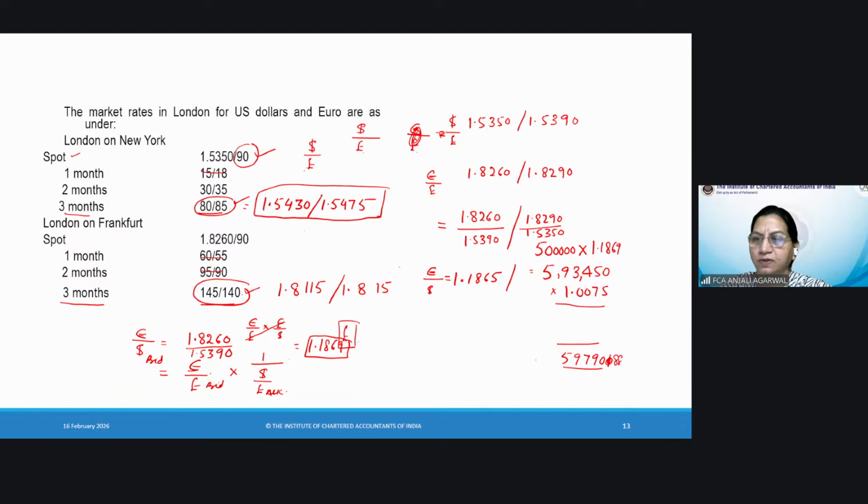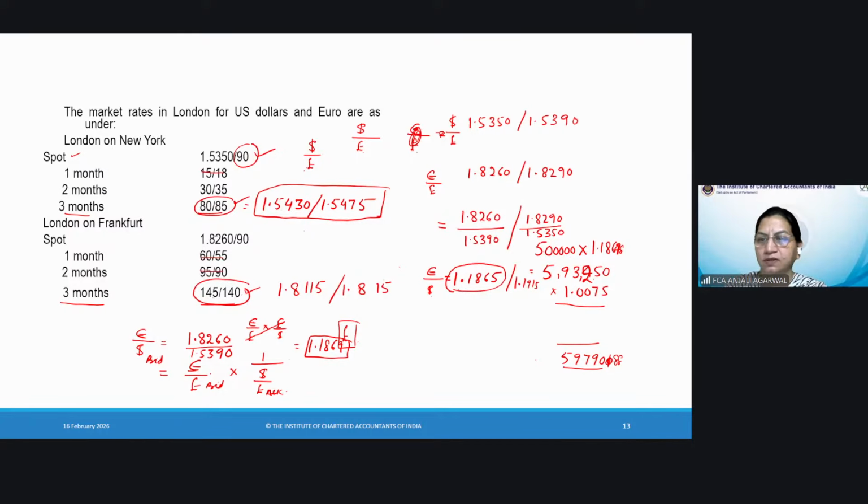It's 48, so it's 5. And 1.8290 divided by 1.5350. So 1.1915. But you need to sell the dollars. Therefore, you need to use the bid rate. So 500,000 into 1.1865. It becomes 593,250.